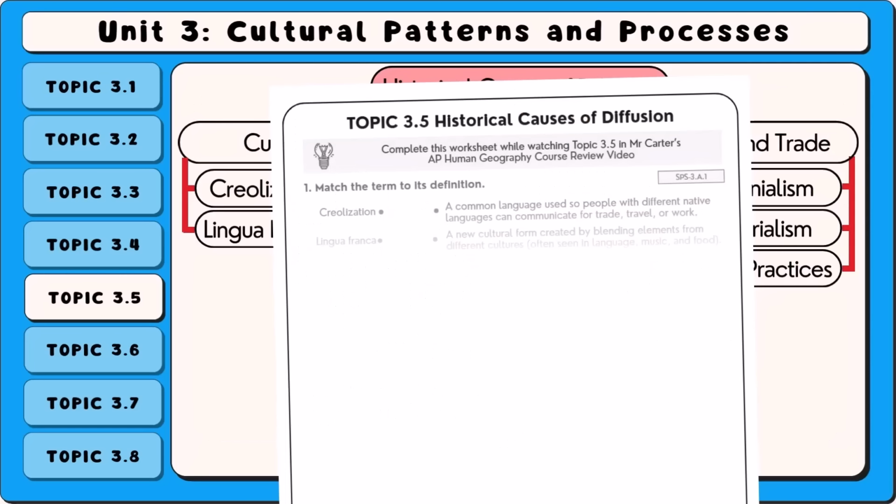That's it for topic 3.5. If you're following along with the study guide, check your answers for this section using the answer key before moving on. And when you're ready, we'll move on to topic 3.6.